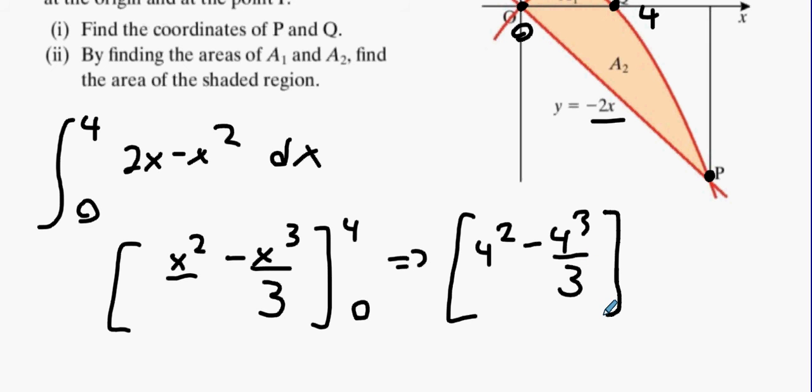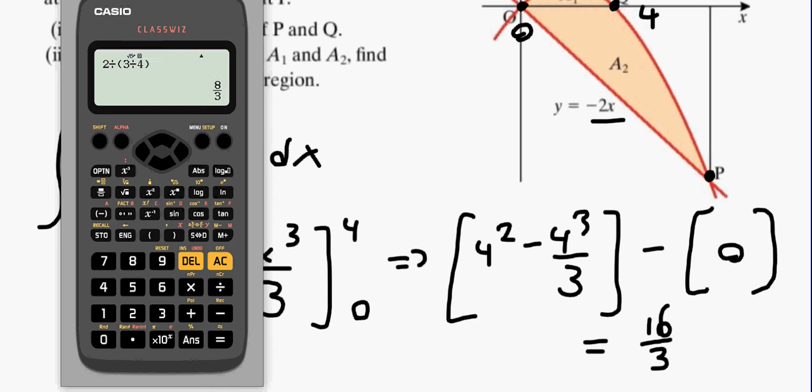Are we expecting a positive or negative answer? Is it above or below the x-axis? Above. So we're fully expecting a positive answer. And what do you get, Phelan? Oliver, what do you get? Minus 16 over 3. Minus? Just 16 over 3. Alright, I'm going to put this in the calculator.